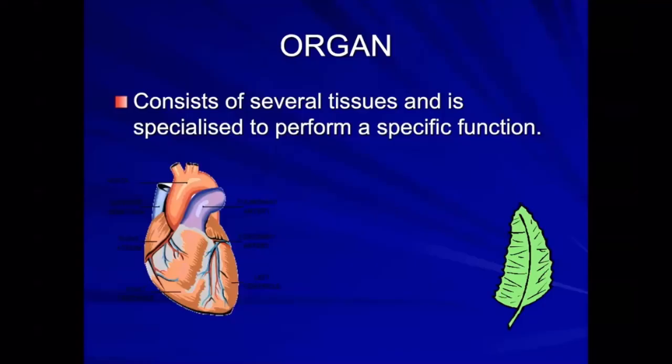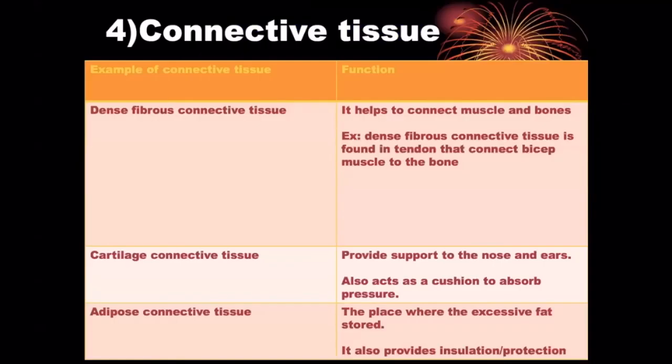Okay guys, so the last one is connective tissue. There are three types of connective tissue that you should know. We have dense fibrous connective tissue, which helps to connect muscle to the bones. And then we have cartilage connective tissue, to support our nose and ears. Right now, can you touch your nose and ears? So it has cartilage connective tissue. And we also have adipose connective tissue, the place where the excessive fat is stored.